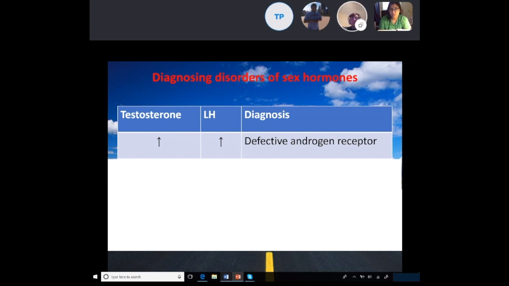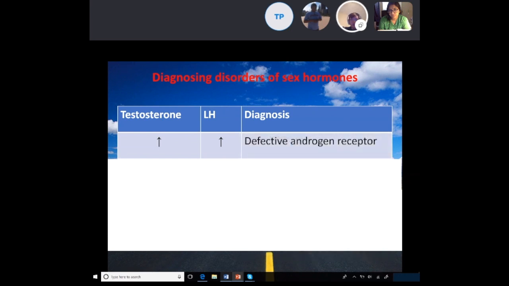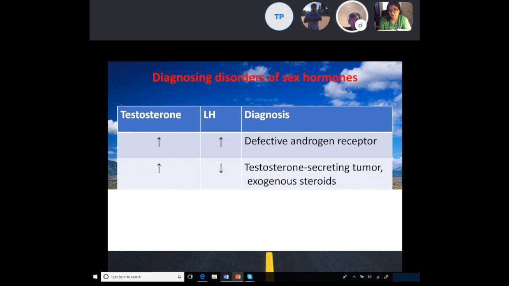So if we have elevated testosterone and elevated LH, the diagnosis is going to be a defective androgen receptor. Now what that means is that if our target organ is not working, then testosterone is going to keep getting secreted, and LH is going to keep getting secreted because the target organ is not getting the signal that it needs, so it's never being stimulated. Okay? So that is how that particular diagnosis will be made.